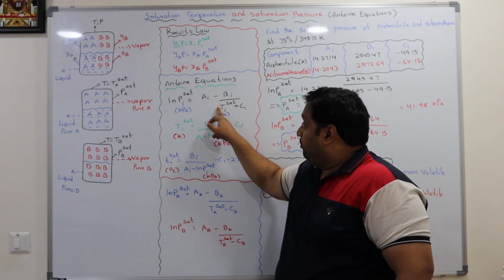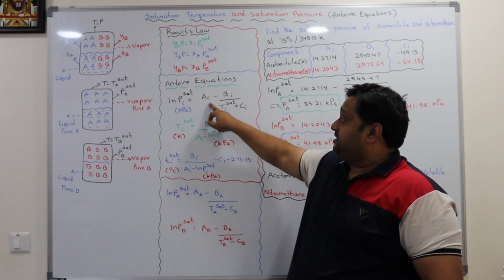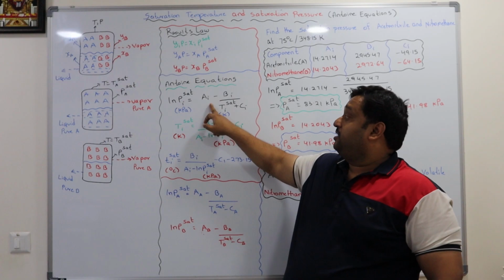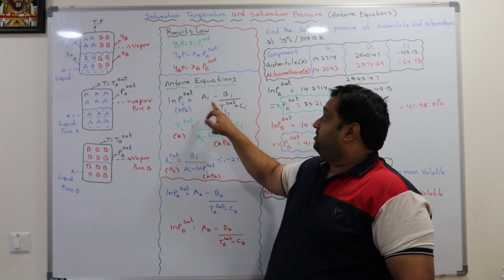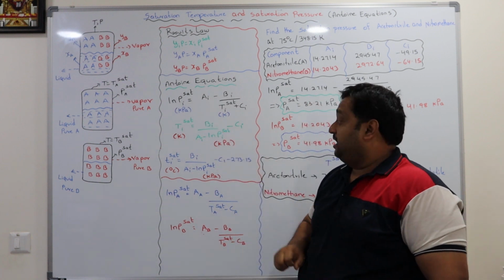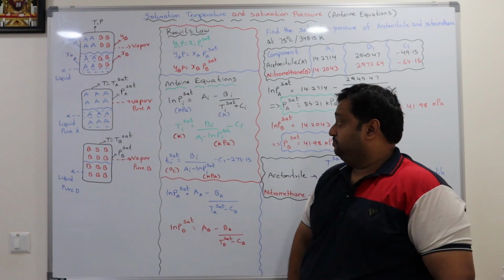If you know the temperature, you can calculate the pressure. If you know the pressure, you can calculate the temperature. You can see this is an explicit expression for pressure, and this is an explicit expression for temperature. If you know the temperature, you can calculate the P sat. If you know the pressure, you can calculate the temperature. Vice versa, you can do anything.